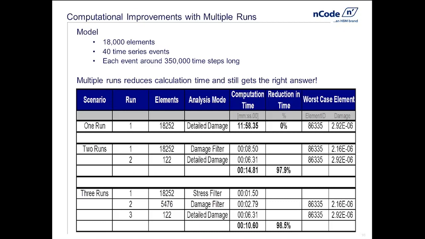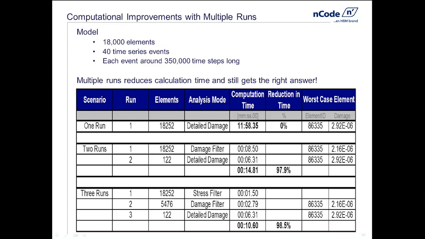Here are some examples of ways we can improve, or benefits you could say, or a time comparison of using these techniques. This model was actually quite small. It was 18,000 elements, 40 time series events, about 1/3 of a million time steps that had to be analyzed. If we use this as one single run calculating fatigue for all elements, we end up with a calculation time of about 12 minutes, which doesn't sound bad, but if you were to work with a full white body, you'd have obviously probably 2 orders of magnitude more elements to deal with, so computation time becomes quite serious.